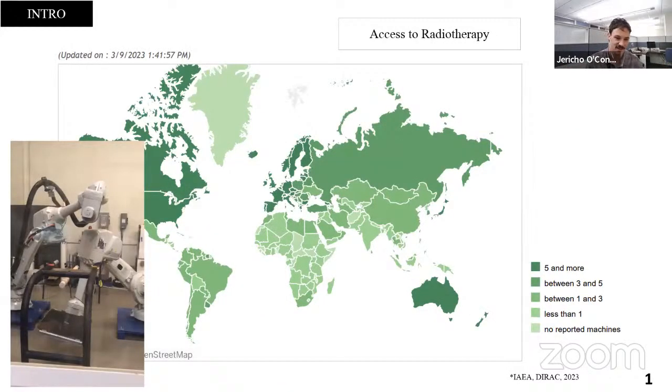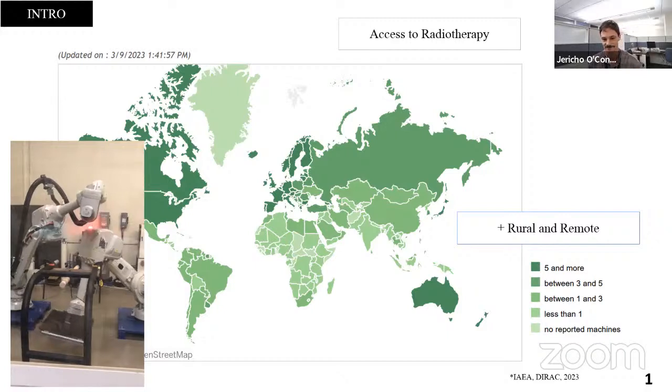So this is our attempt to address the access to radiotherapy problem, to put a new device on the market that's not super fancy, but has a lot of exciting applications. And also for rural and remote places, you can maybe imagine having one of these machines in Yellowknife, when you can never really imagine having a cancer center there.